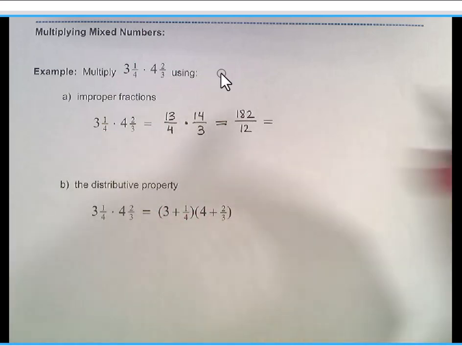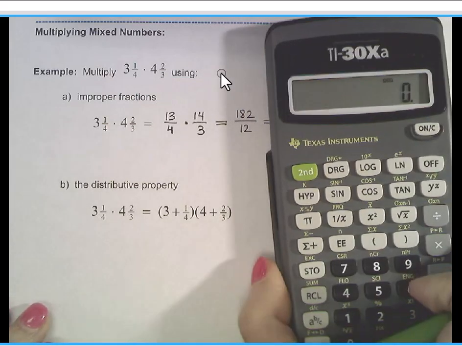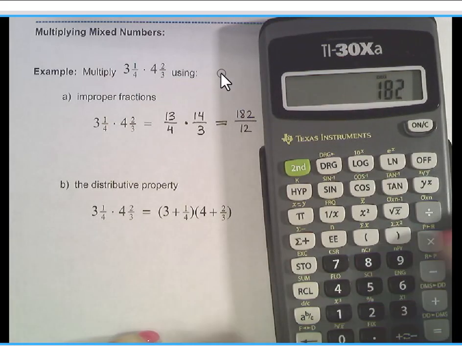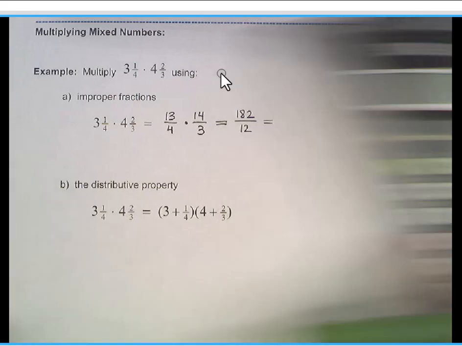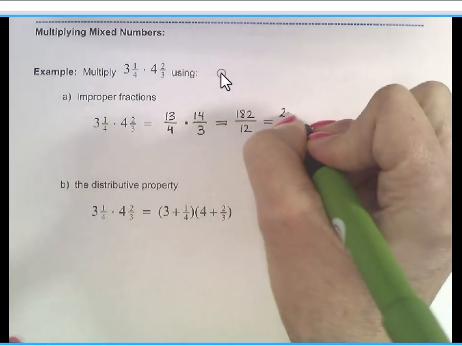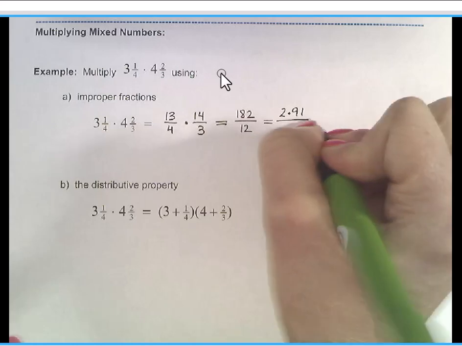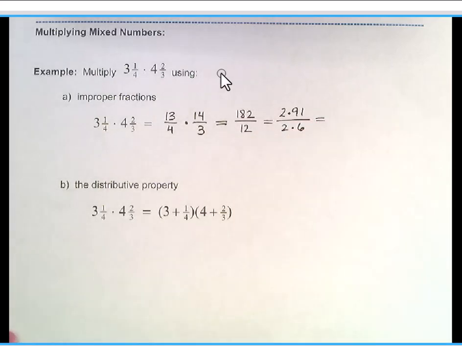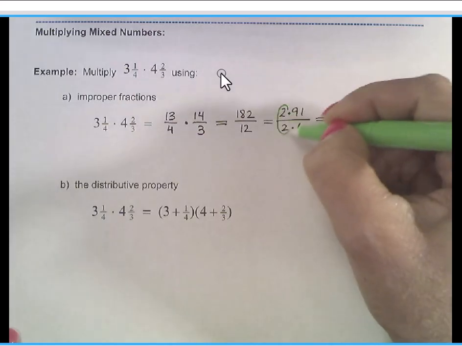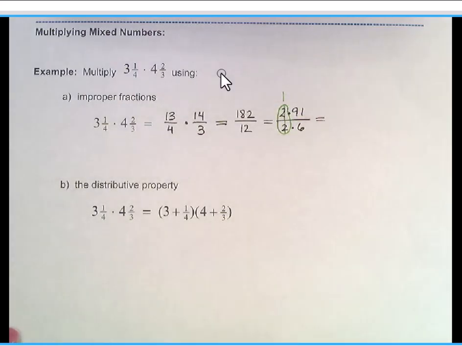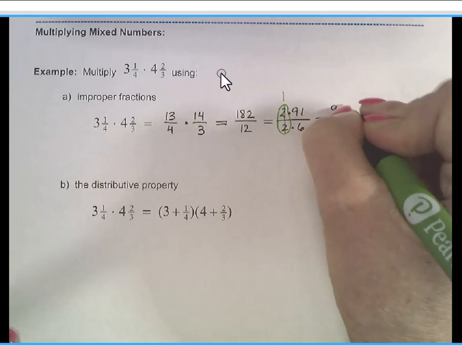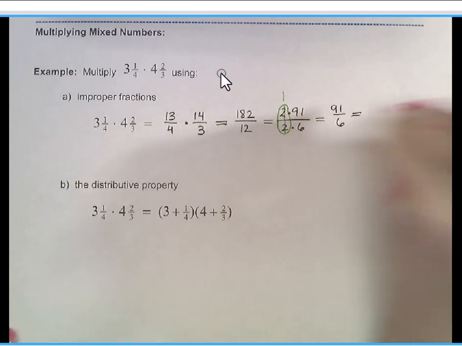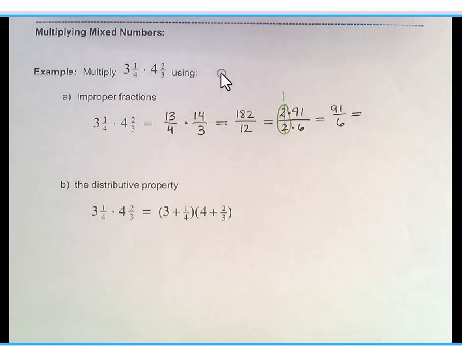Or you can take 182, just any kind of little calculator, 182 divided by 2, if you don't know what it is, it's 91. So that's 2 times 91, and 12 is 2 times 6. I know that. So this 2 over 2, those are going to cancel and give me a 1. So I get 91 sixths. But usually you want to answer in the same form of what you were given. So if you're given a problem as mixed numbers, you're probably going to want to answer as a mixed number.